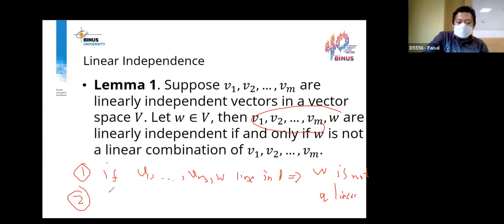And second, we must prove that if W is not a linear combination, then this new set is linearly independent. Okay, I will give the proof in 4.